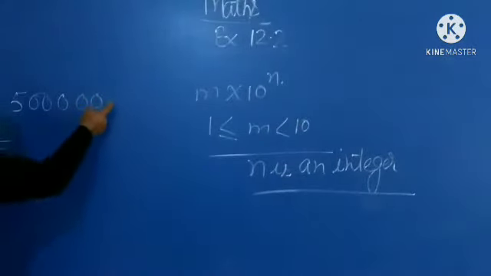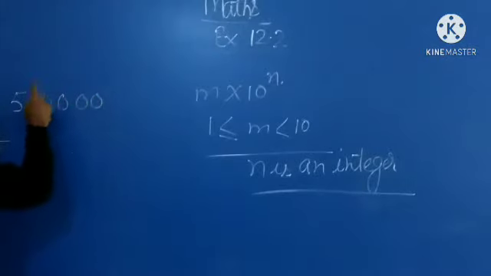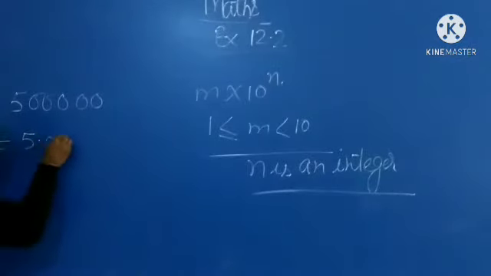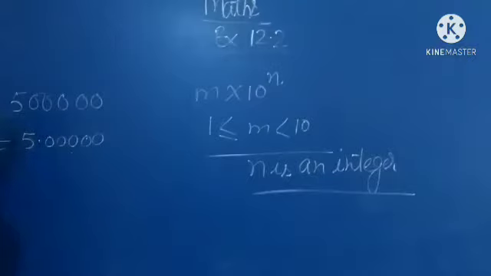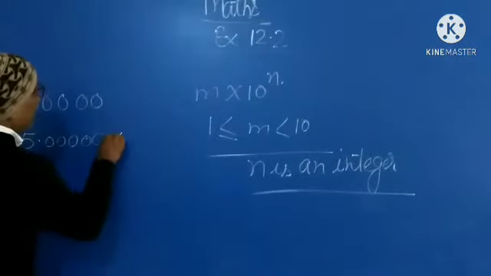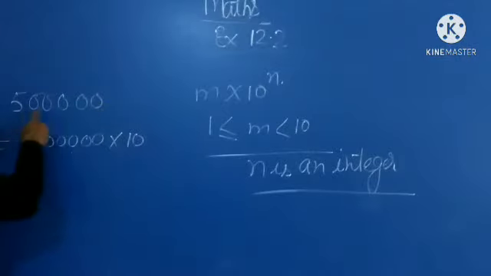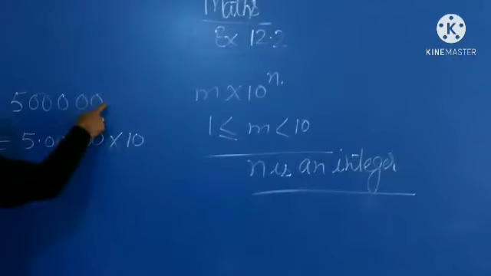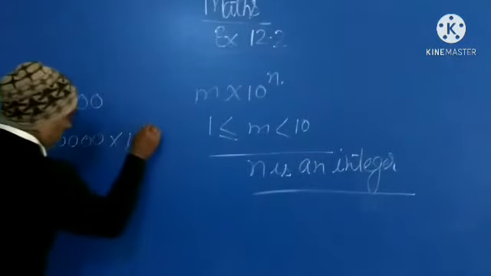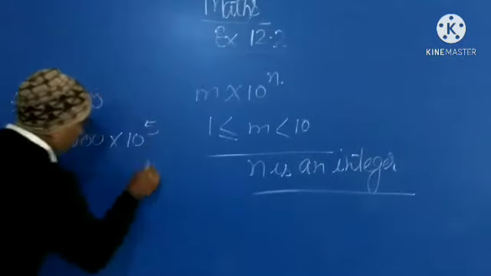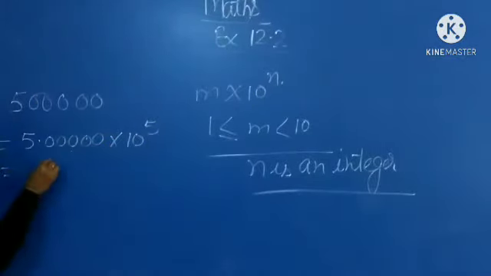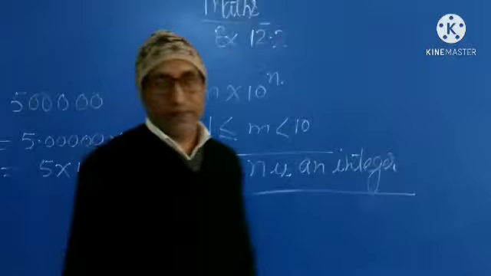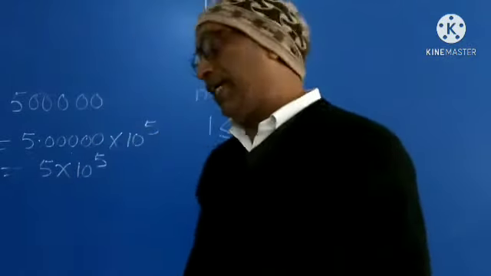How many digits to the left? 1, 2, 3, 4, 5. 5 digits. This means you write this as 5.0000. Then for this purpose, you write 10 to power. The number of digits you shift the decimal place is the value of n. You shift the decimal place 5 digits, so n is 5. This means 5 into 10 to power 5. This is the standard form of 5 lakhs.